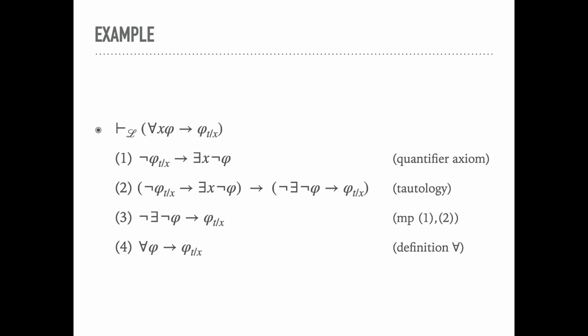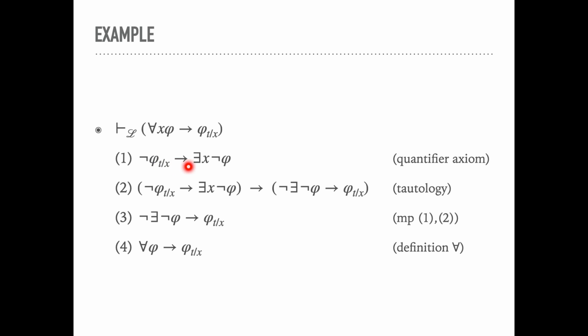So we want to show that even with an empty theory, so if the theory is empty, we just don't write anything on the left side, we can prove that for all x phi implies phi with t substituted for x. Right? We already showed that this is actually a validity, but we argued semantically in that case. So now we want to make a completely formal argument on the syntactical side.